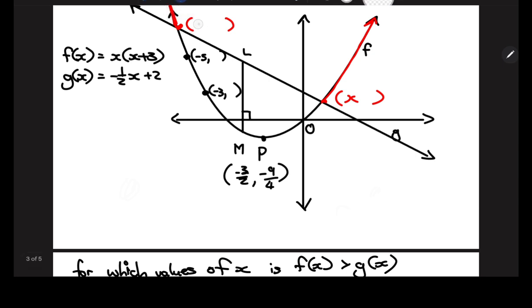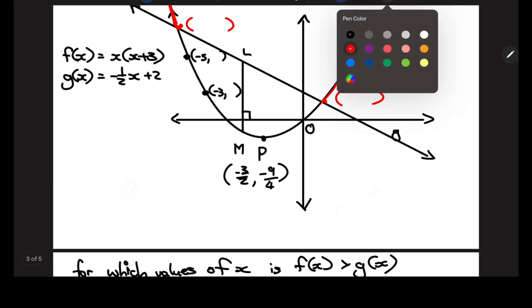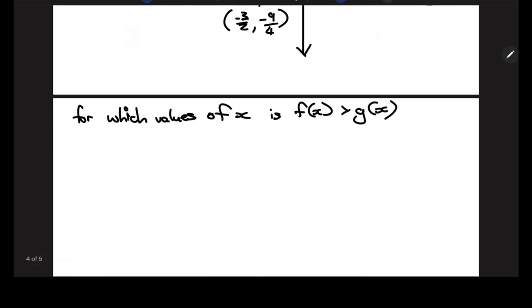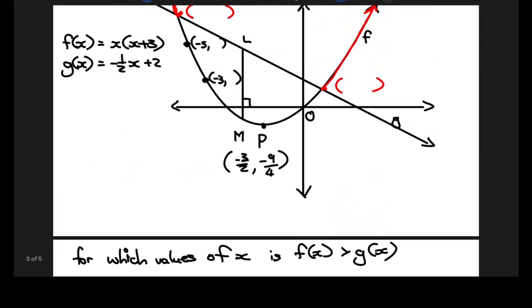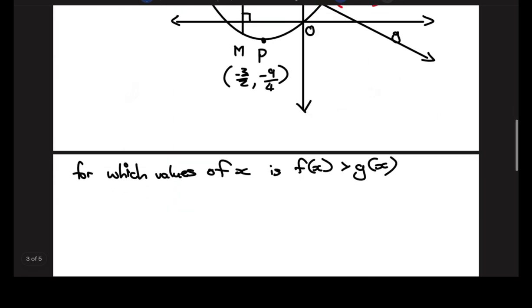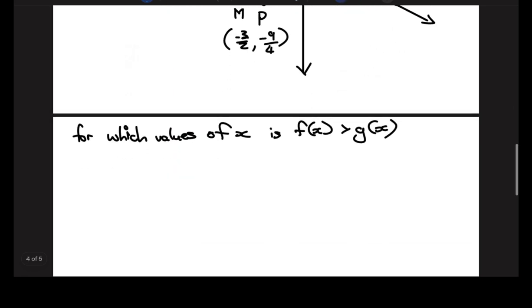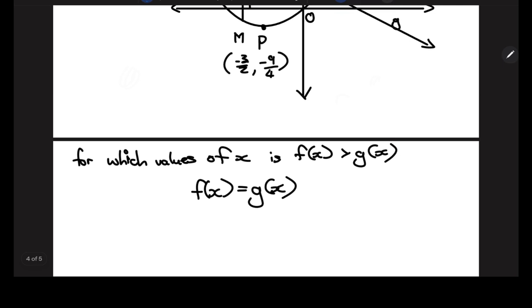But how do I find x values? These are intercepts, spots where these two graphs intersect. Both those lines are intercepts of both these functions. And how do I find intercepts? I set f of x equal to g of x. So when two functions are equal, that's the intercepts.